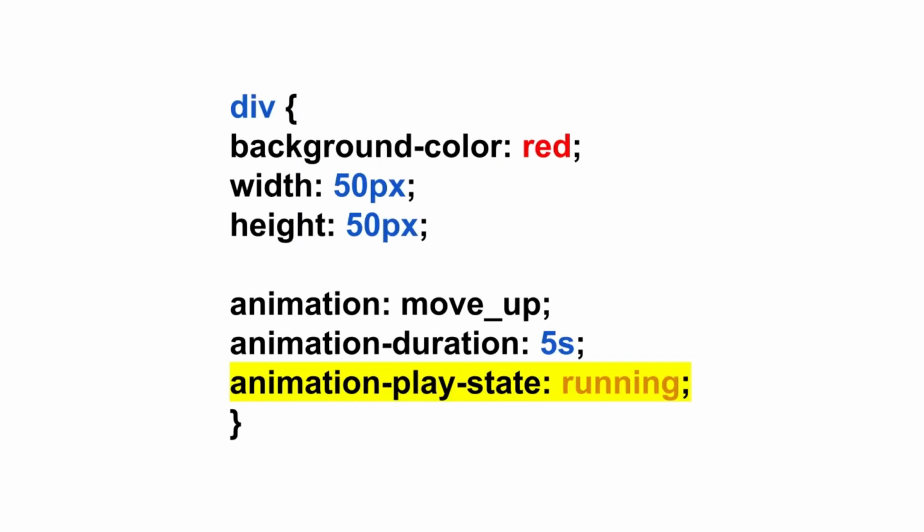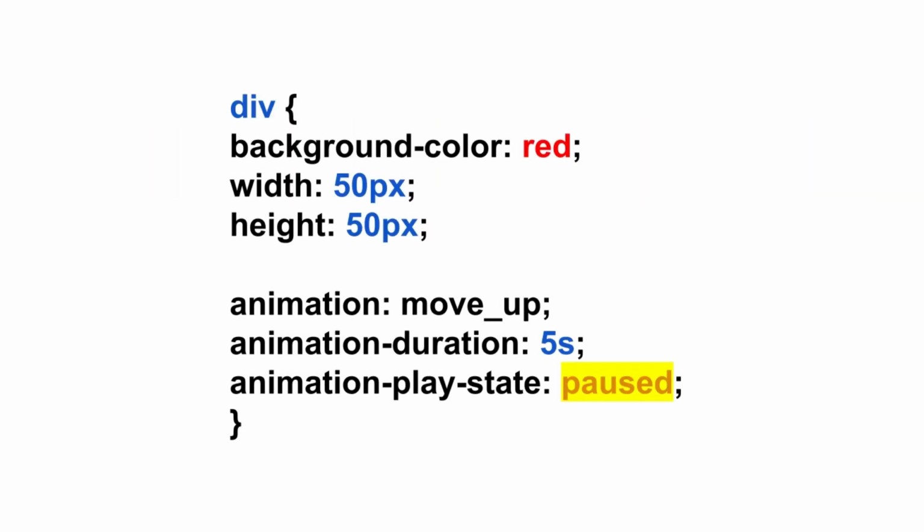Another property is the animation-play-state property. This property decides whether your animation is running or not. The default state of this property is running, which means that the animation is running. But if we change it to paused, the animation will be paused.